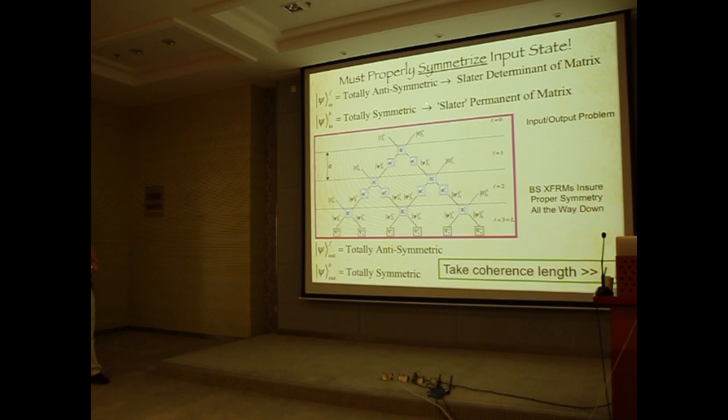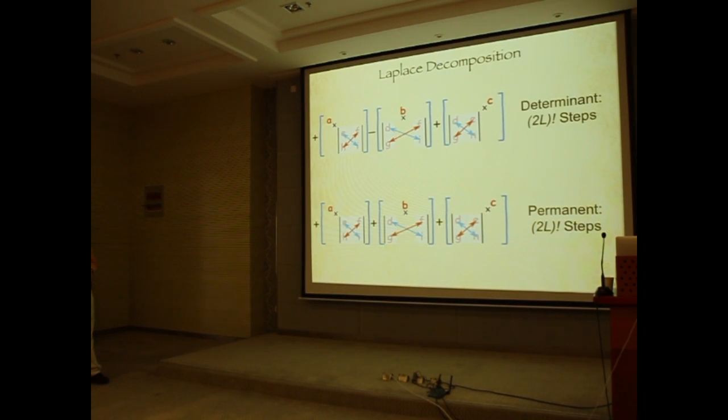So Slater permanent, Slater determinant, let me remind you what the permanent is, but we've already heard this. The permanent, by the Laplace decomposition, every school child knows the determinant. It's plus, minus, and then you take the subdeterminants. It's 2L factorial steps if you do it this way. This is also 2L factorial steps. This is the permanent where they're all plus signs.